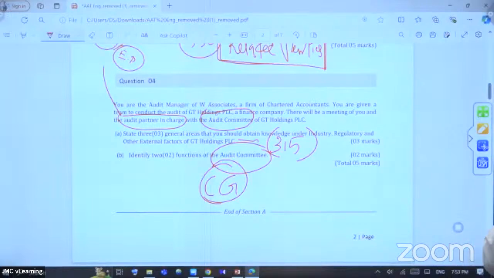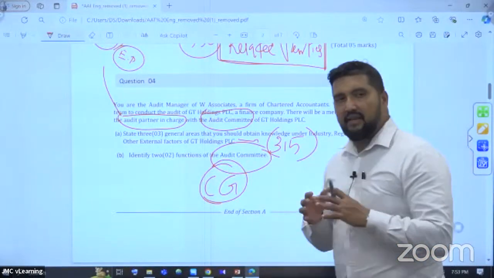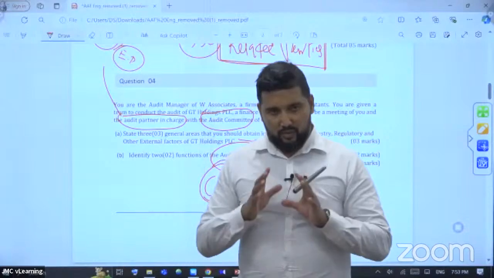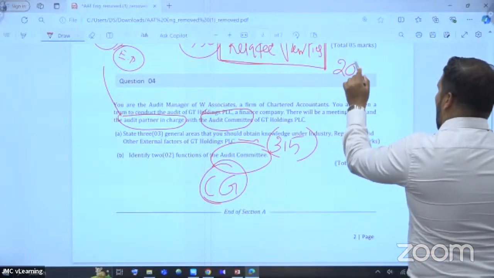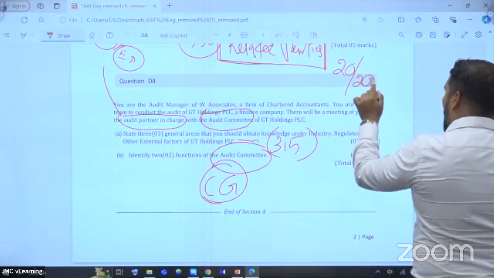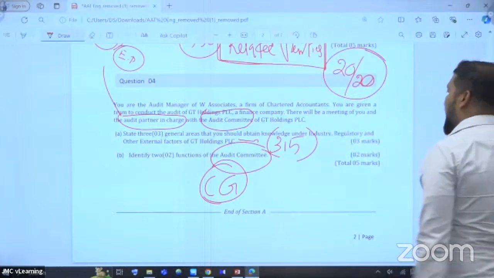So that is why section A is pretty important to all the students. So make sure that you obtain 20 marks out of 20 for section A.